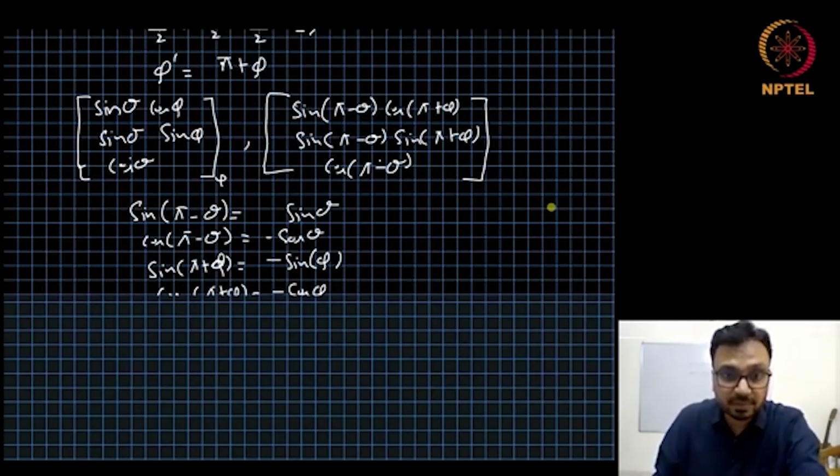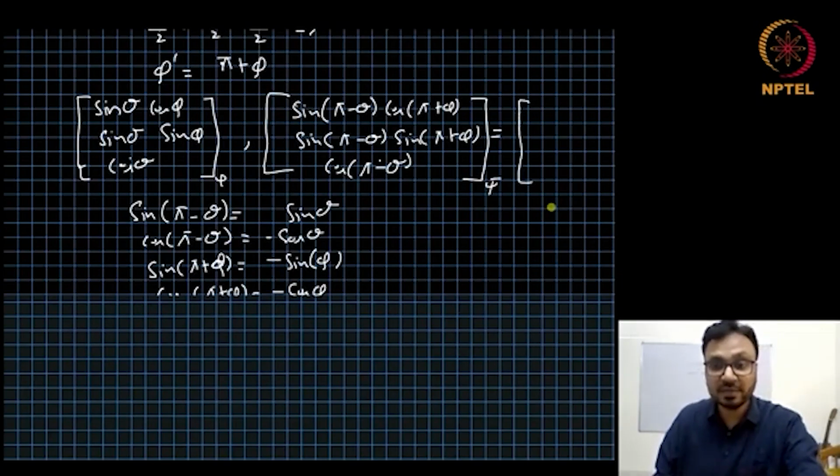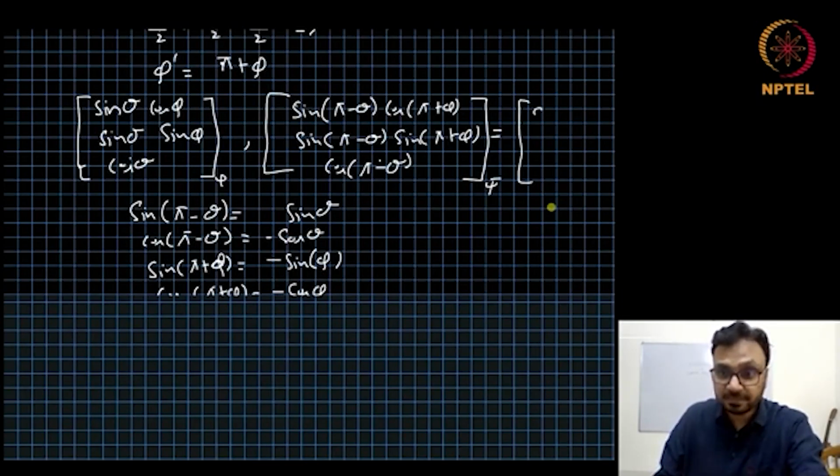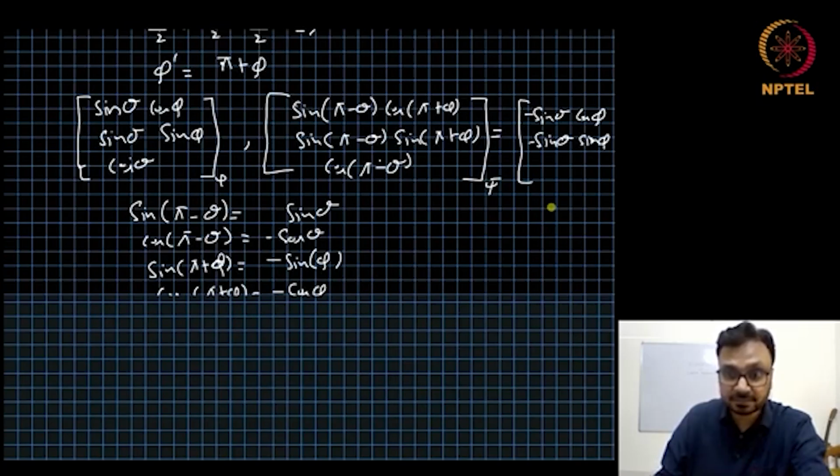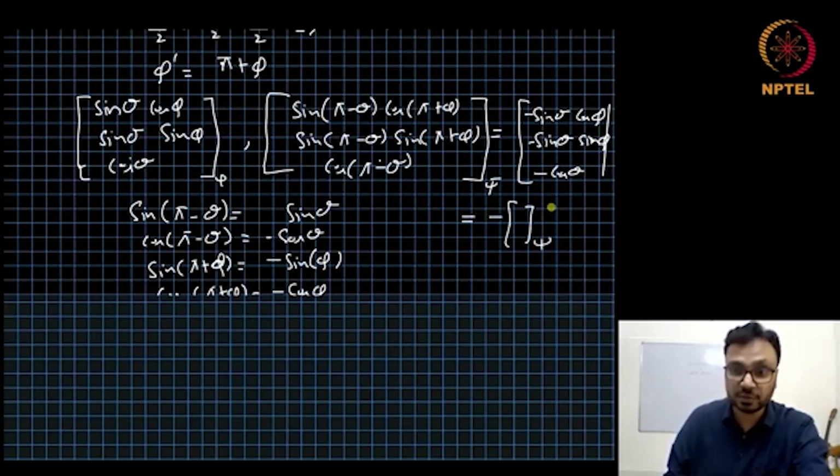We substitute these in the Bloch vector corresponding to psi bar. Sine is sine, sine is again sine but with a minus sign, and cos of pi minus theta is minus cos of theta, which is nothing but minus the vector corresponding to psi.